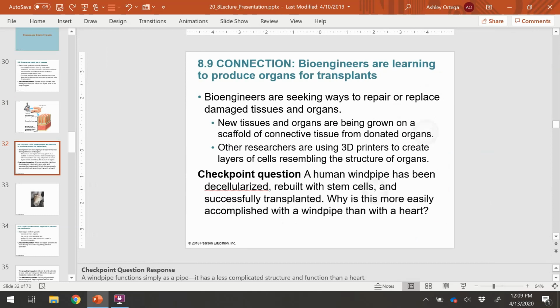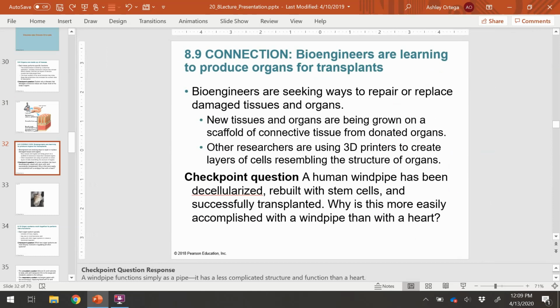Alrighty. In terms of organs, there is lots and lots of scientific research. Bioengineers are looking to repair damaged tissue and organs. And there are approaches from using 3D printers to using other donated organs, to using organs from other animals and then adding human cells to them, which is what you see here.